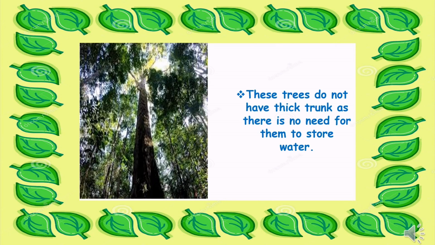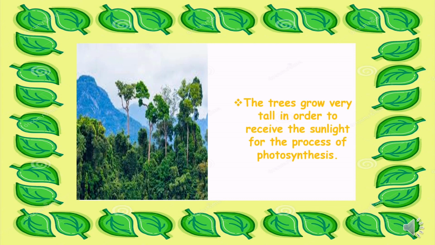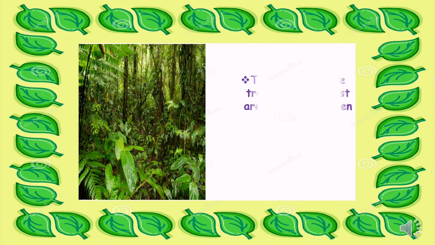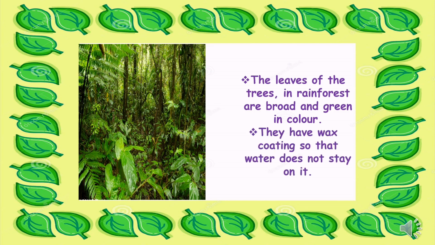These trees do not have thick trunks as there is no need for them to store water. The trees grow very tall in order to receive the sunlight for the process of photosynthesis. The leaves of the trees in rainforest are broad and green in color. They have wax coating so that water does not stay on it.